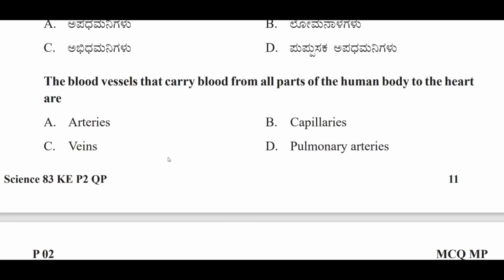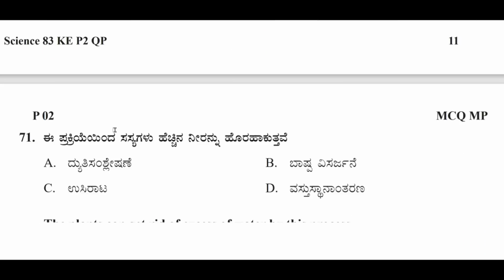Next question. The blood vessels that carry blood from all the parts of the human body to the heart are. The correct answer is veins. Veins carry blood from all the parts of the human body to the heart.